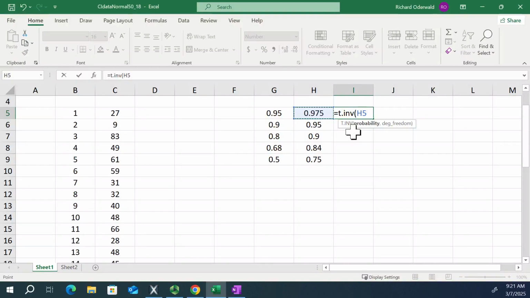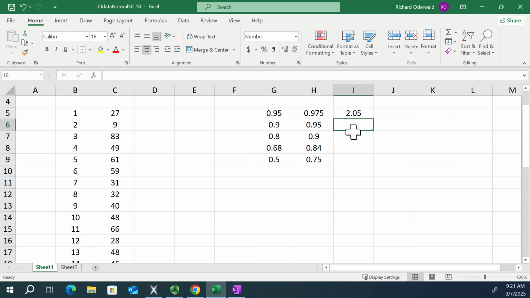So we've got the probability, comma, and 29. Close it. And there is the t value we need for the confidence interval. If this were the standard normal, we would have 2.